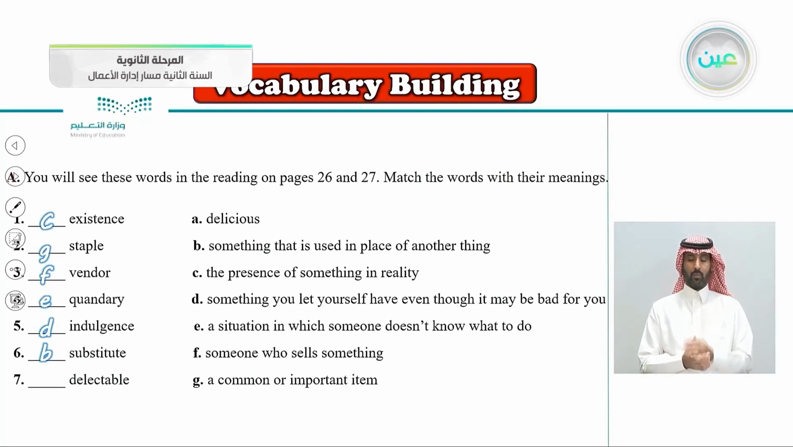Delectable, the last one. What does it mean? Number 7 goes with the letter A, delicious. When you say something is delectable, it means delicious. So now we know: existence, C, the presence of something; staple, G, an important item; vendor, someone who sells something; quandary with E, a situation where you don't know what to do; indulgence with the letter D, something you let yourself have even though it's bad for you; substitute, to put one thing in place of another thing.